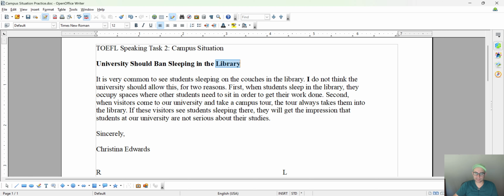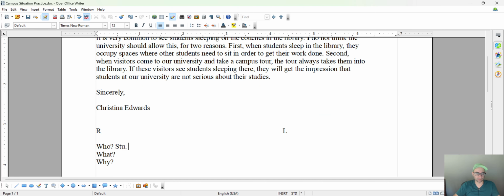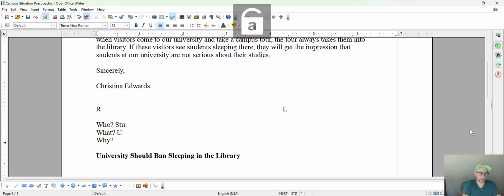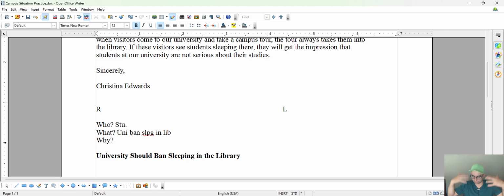Okay, so it was the same thing as this. So we could just write this down. So let me just bring this down here, easier to see. University should ban sleeping. And if you want to abbreviate sleeping, you could do this, in the library. That's it. I'm not going to write every word like should or the, because I want to have enough time to read the rest of the article and get ready to write the information about the why. Otherwise, I'll run out of time in some cases.